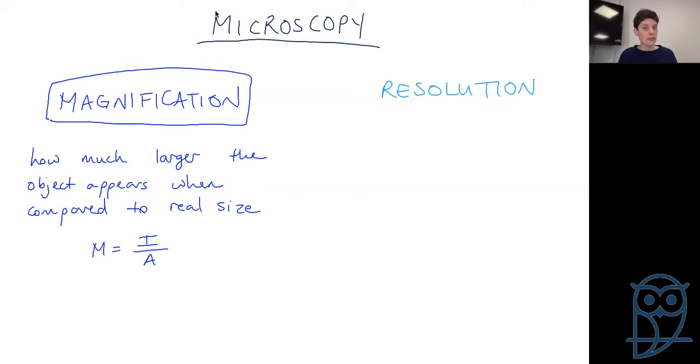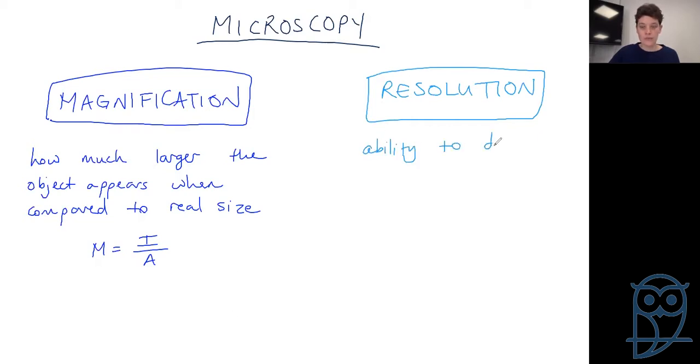Resolution is a little bit different, okay? Resolution says, can we see that those two points are different? Or is it one big fuzz? So resolution is our ability to distinguish between two separate points.